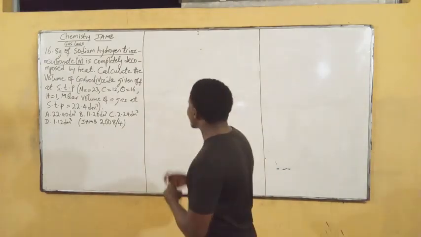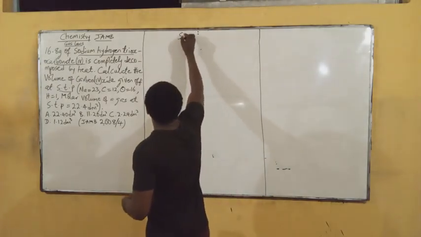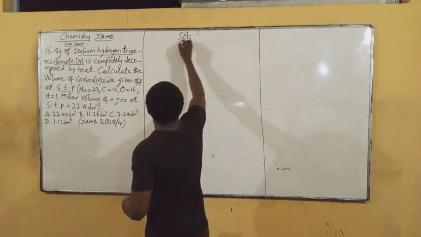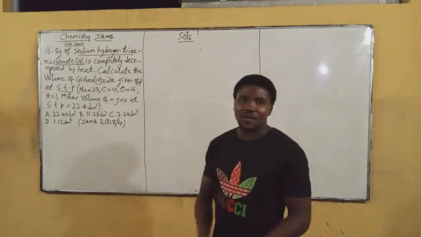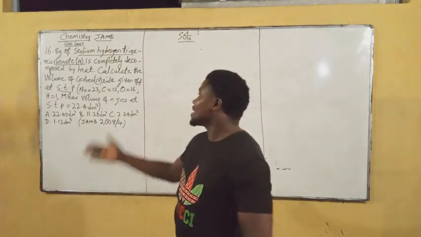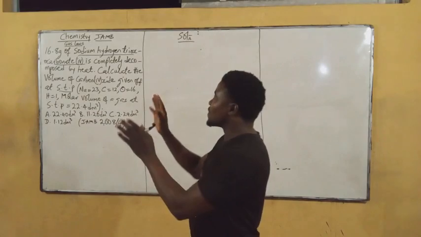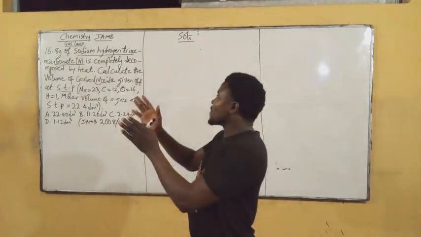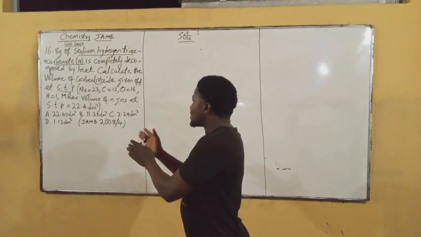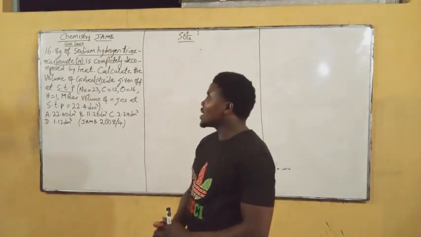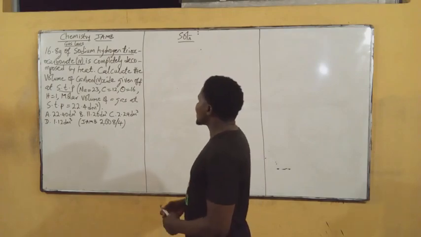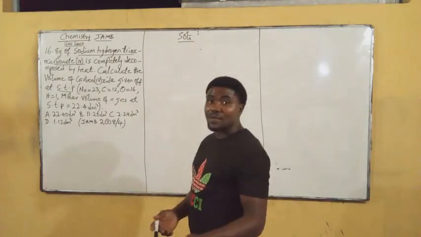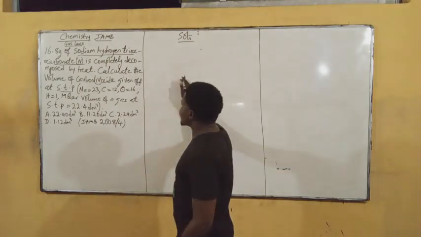The first thing to do here is to write the equation of reaction. We have different types of reaction. In fact, this is a very interesting question because it's coming from gas laws, it's coming from types of reaction, and it's also coming from a topic known as stoichiometry.